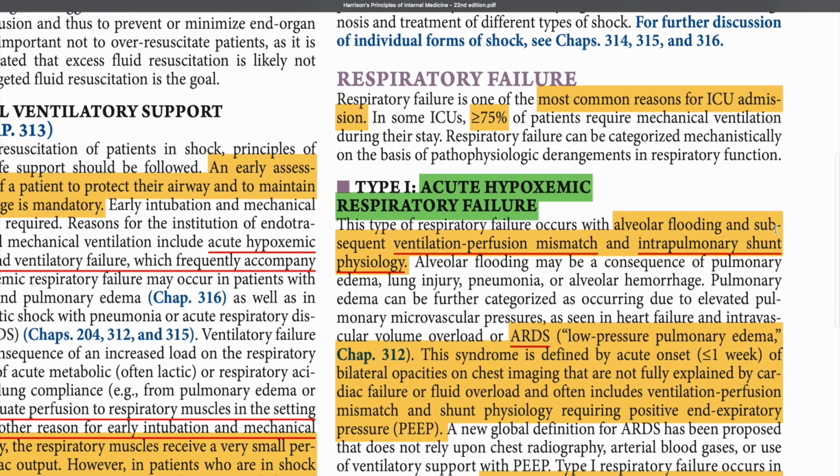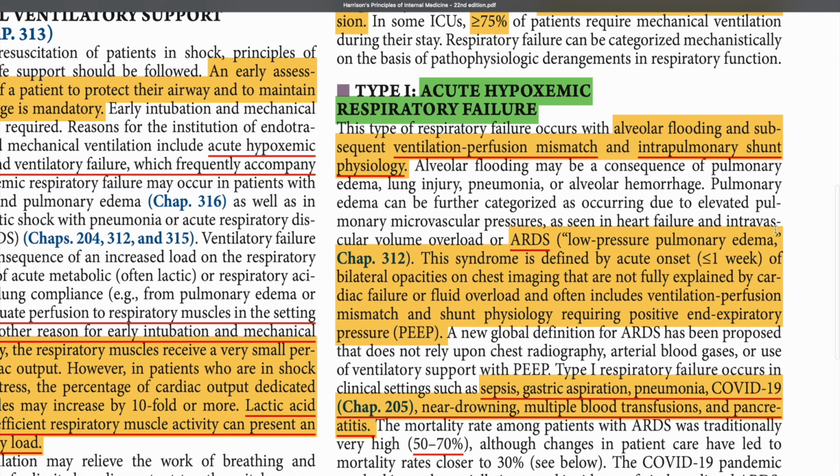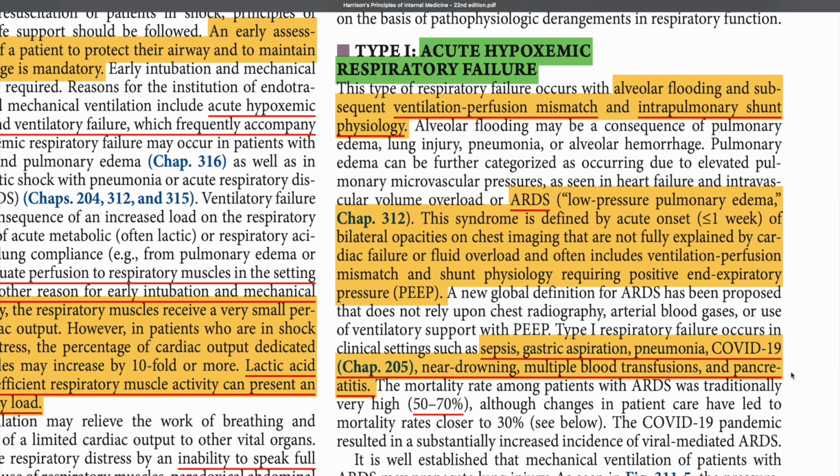So we'll see type 1, which is acute hypoxemic respiratory failure, which means hypoxemia due to ventilation perfusion mismatch, where oxygen is less than 60 mmHg and carbon dioxide is normal or low. The etiologies for type 1 are ARDS and sepsis, gastric aspiration, pneumonia, COVID 19, near drowning, multiple blood transfusions, and pancreatitis.